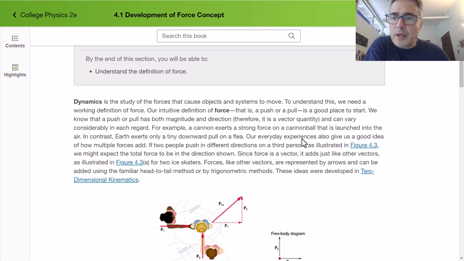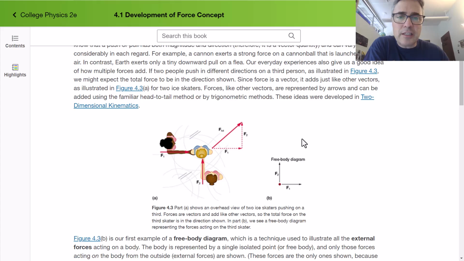Here's section 4.1. Basically, this is getting you used to what forces are. So a force is a push or a pull. There's a bird's eye view of 2 skaters pushing a third skater. One is pushing her forward and the other is pushing her to the side. There's F2 forward, F1 to the right. And so the net force, the total force on this skater, is going to be off on a diagonal.